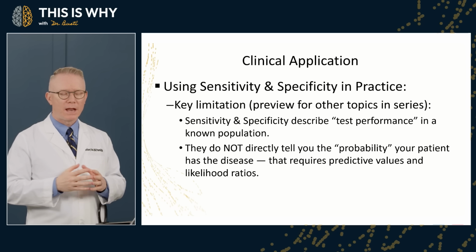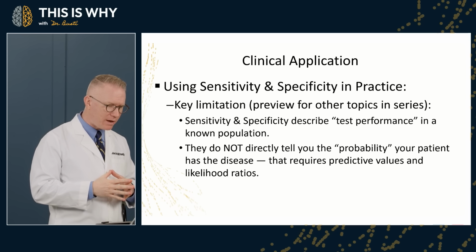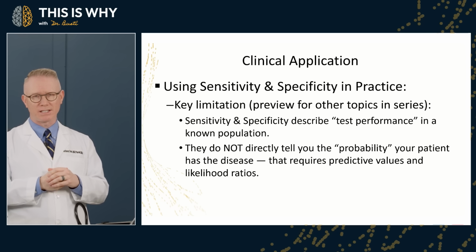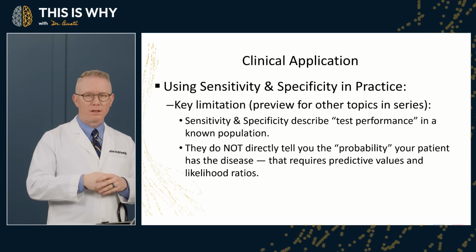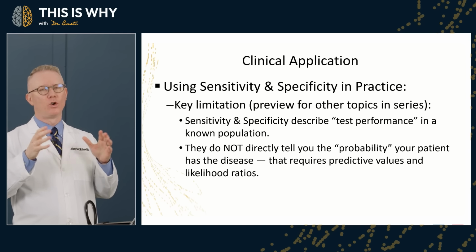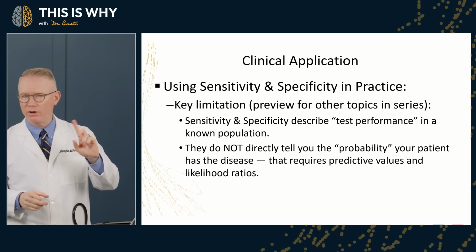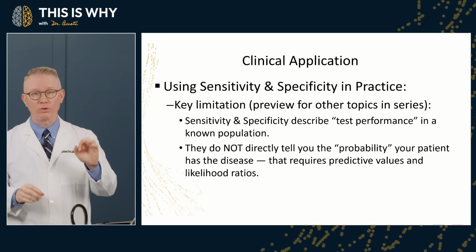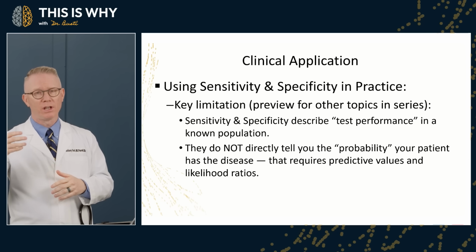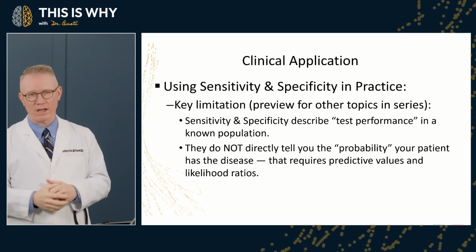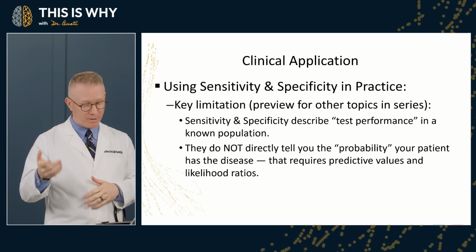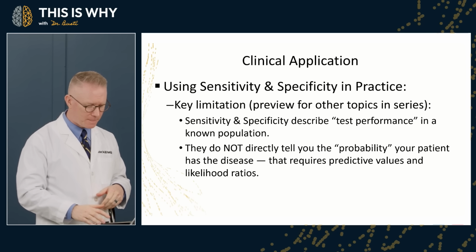Now, some limitations, okay? Now, these are previews for other topics in the series. Limitations of sensitivity and specificity: they describe the individual test's performance in a known population, okay? They do not, guys, directly tell you the probability your patient has the disease. That requires the calculation of the predictive values and the likelihood ratios for that test. And I'm going to cover those in another lecture, okay?